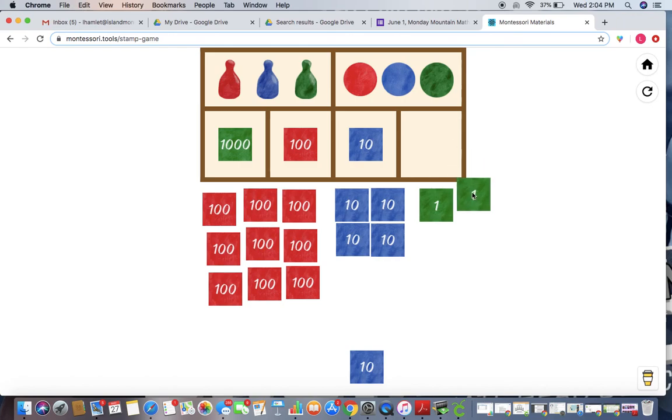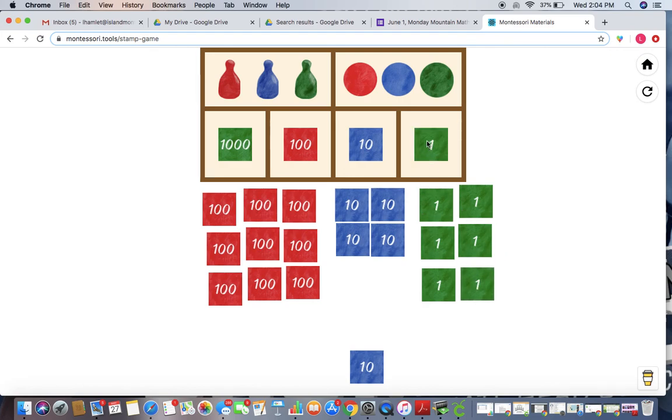So I'm going to go ahead and do 1, 2, 3, 4, 5, 6, 7, 8, 9, 10. I'm going to make that exchange. So now, for me to take away 513, those 3 units in that number, we can take away 1, 2, 3.